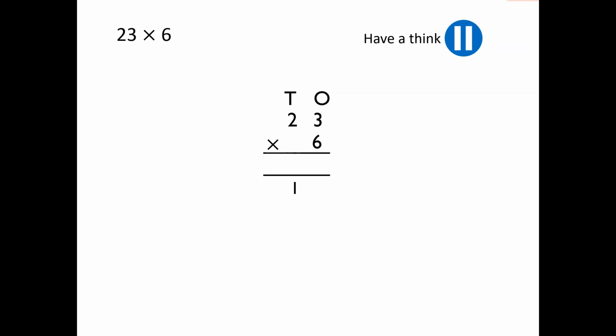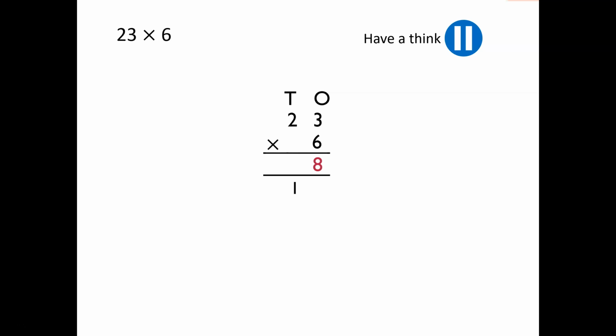I record the exchange by writing 1 beneath the answer line in my tens place. Remember, this 1 represents 1 ten from 18. Now we move to the tens. 2 tens multiplied by 6 is equal to 12 tens. But I have to add on the 1 ten that I already have from my previous exchange. This means I have 13 tens.